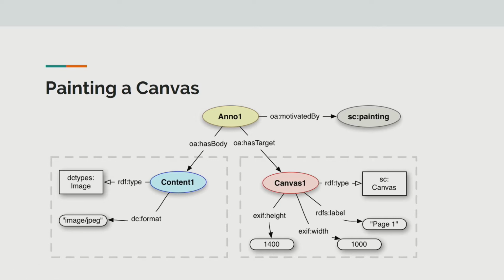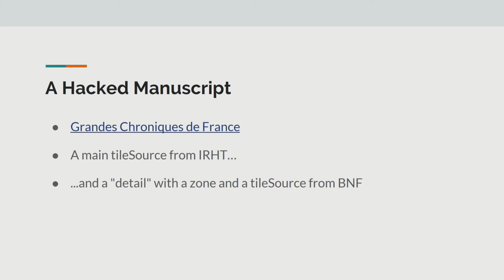So this is to represent that as an RDF graph. An annotation has a body, which is the content, might be an image, might be text, and a canvas that it applies to, and the position on that canvas where you want it to go. And I will demonstrate that. This is the highlight.